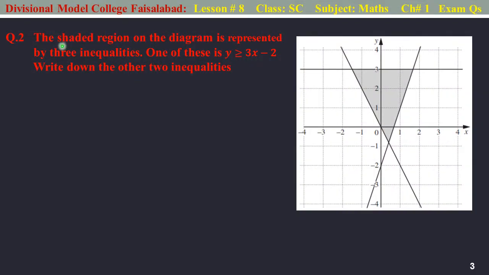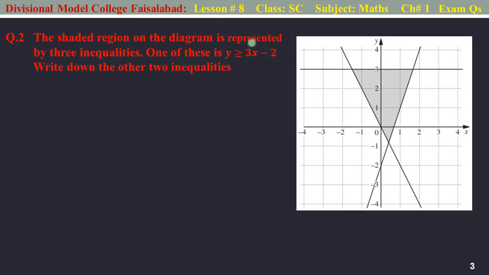Again, you are asked, the shaded region on the diagram is represented by three inequalities. One of these is this inequality. Write down the other two inequalities. Now the graph is given to you. Lines are already drawn. The defined region is shaded. One of the inequalities which define this region is given. Now we will have to identify which is the graph of this inequality.